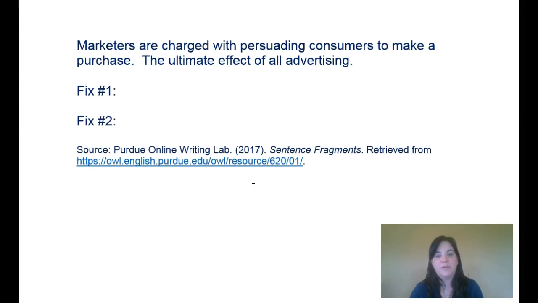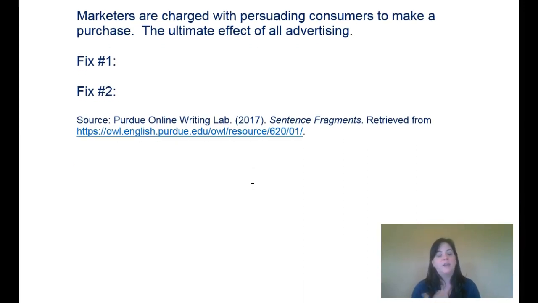Here's our third example. For this example, I'm not going to guide you through the subject, predicate, and identifying which one is the fragment. I want you to do that yourself. So here's our example. Marketers are charged with persuading customers to make a purchase, the ultimate effect of all advertising.